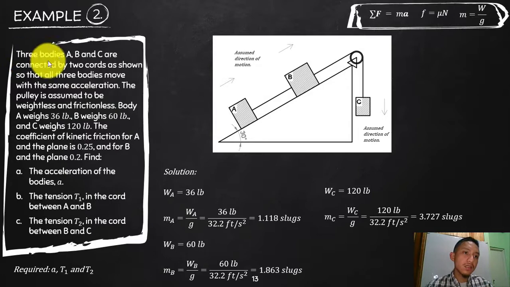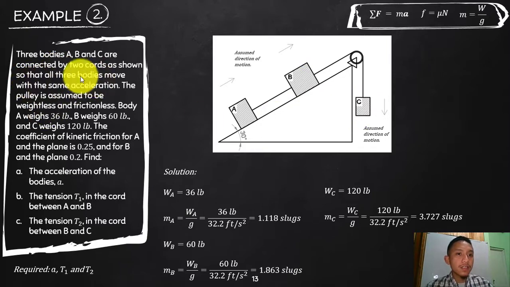So three bodies A, B, and C. Again, this is your figure, almost the same actually. This is the common application of your second law of Newton. Boxes, friction, strings, and so on and so forth. Three bodies A, B, and C are connected by two cords. As you can see, this is the first cord connecting A and B, and then this is the third cord that is passing at the pulley connecting your B and C.